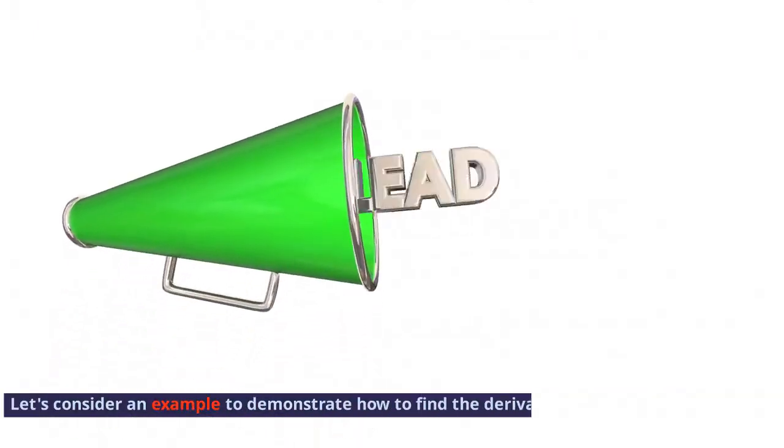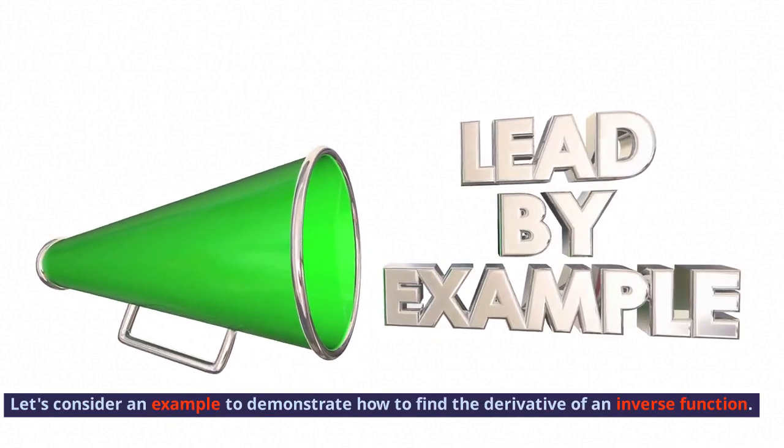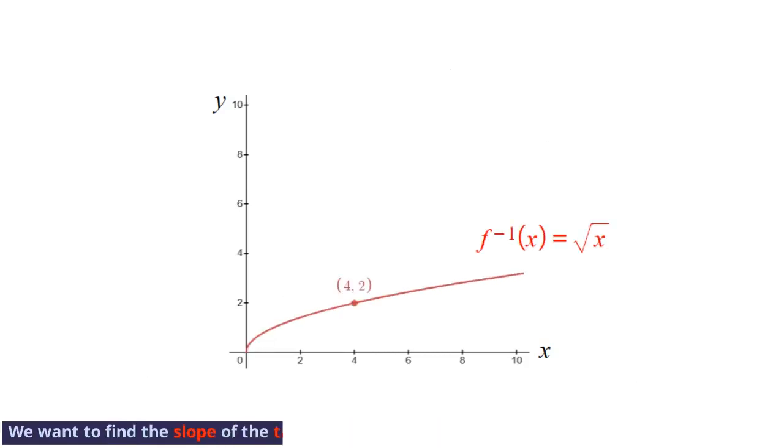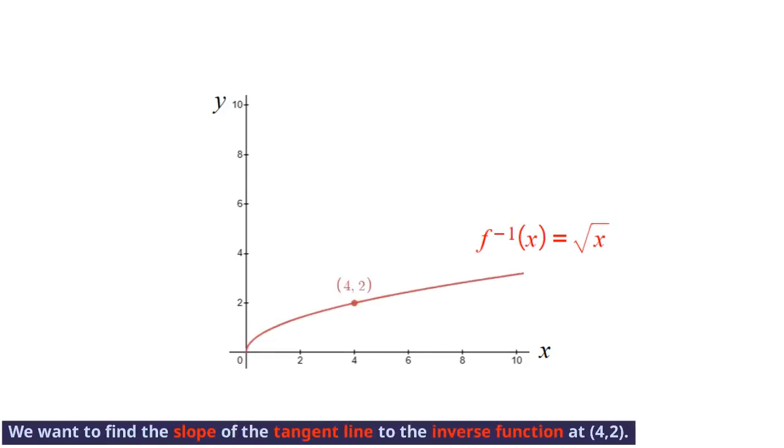Let's consider an example to demonstrate how to find the derivative of an inverse function. Let's start with the function f of x equals x squared. We want to find the slope of the tangent line to the inverse function at (4, 2).